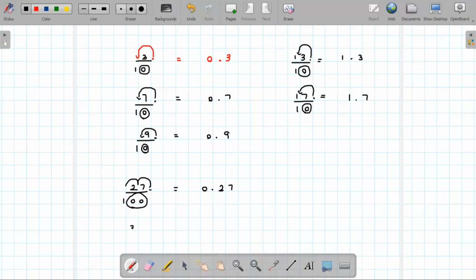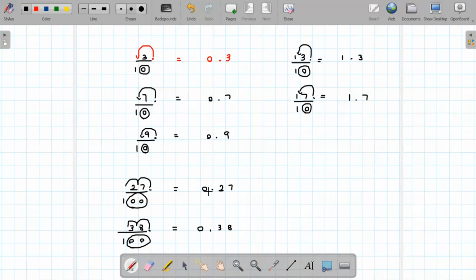Another one, 38 over 100. Then two zeros, so we have to move this decimal point 2 units to the left hand side. Then that means 0.38. As we do not have any number in front of that decimal point, we are going to put 0. 0.38, right?